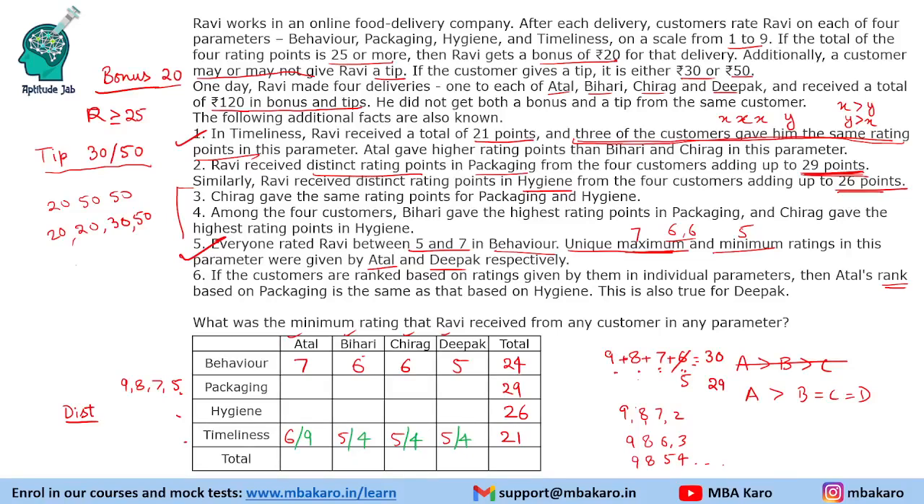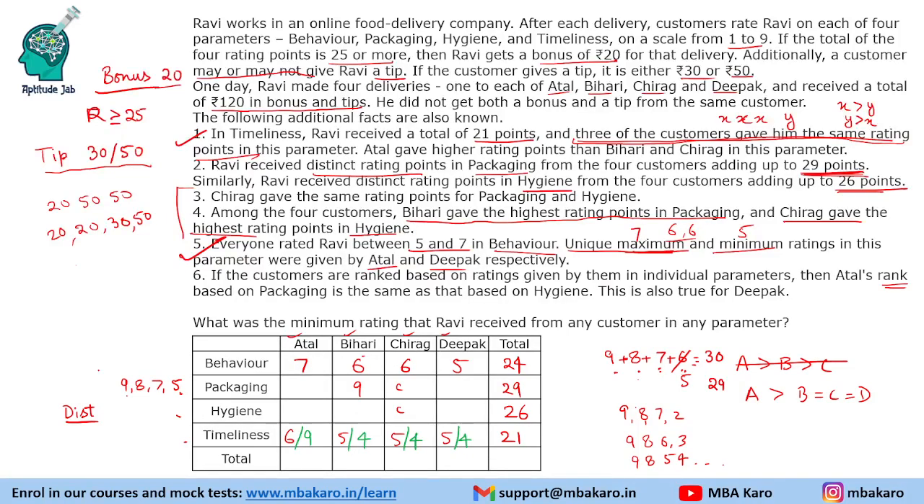It says Chirag gave the same rating points for packaging and hygiene. So let us say these points are C and C. Okay, just putting the values. Among the four customers, Bihari gave the highest rating points in packaging and Chirag gave the highest in hygiene. So Bihari giving the highest in packaging. We know 9 8 7 5 are the values. So Bihari will give 9 points.